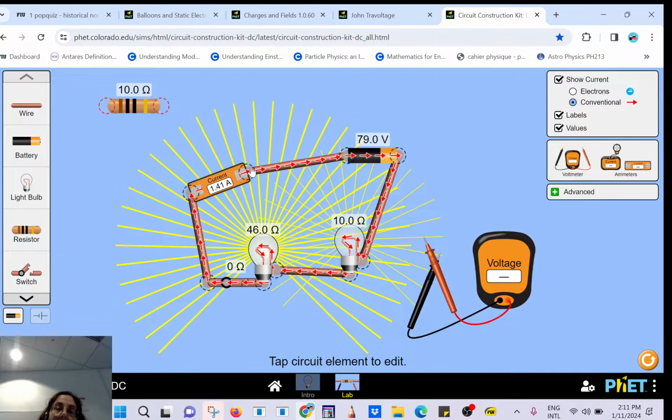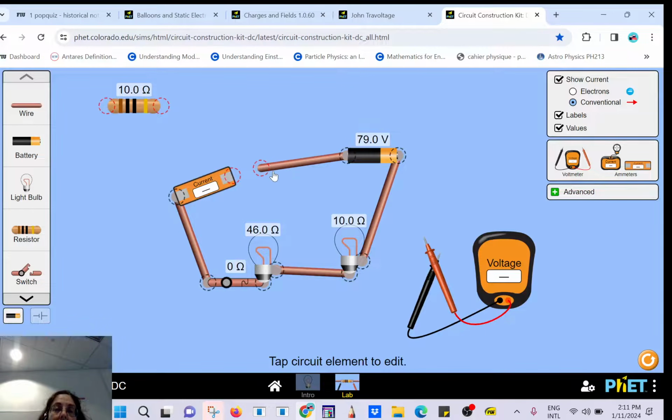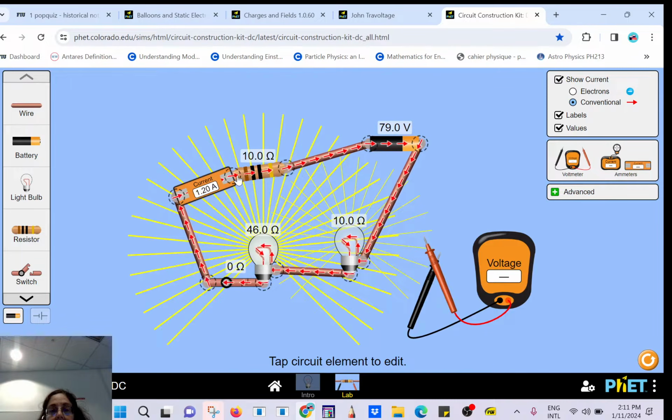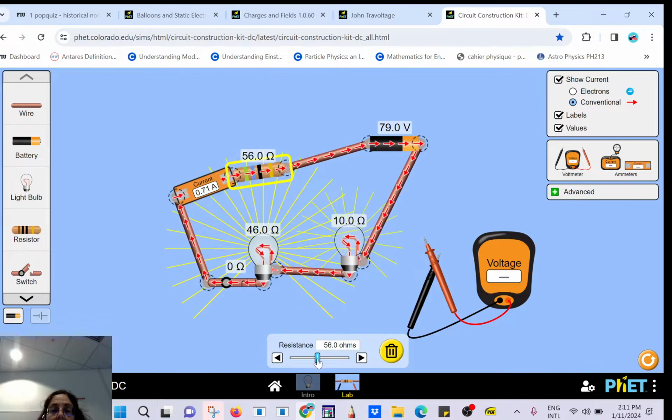So let's see if it works. I'm going to open that. I put my resistor here, and now if I increase the resistance here, do you see how it's going to slow down?